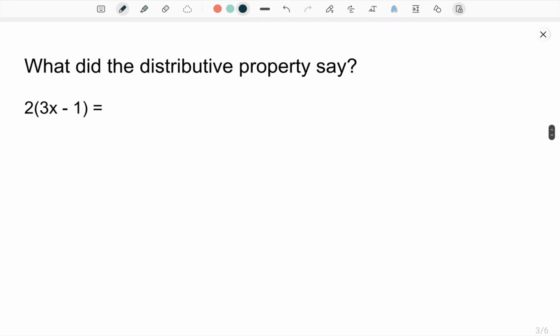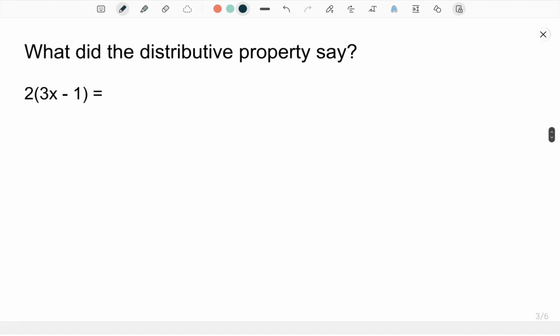Okay. And let's give ourselves a little reminder of what the distributive property says. If you have a number outside of a set of brackets like we have here, instead of calculating what's inside the brackets first and then multiplying, we can take this number, the 2, and multiply it by each of the parts within the set of brackets. That's why I've drawn those arrows. We're multiplying it by those parts. So let's go ahead and do that.